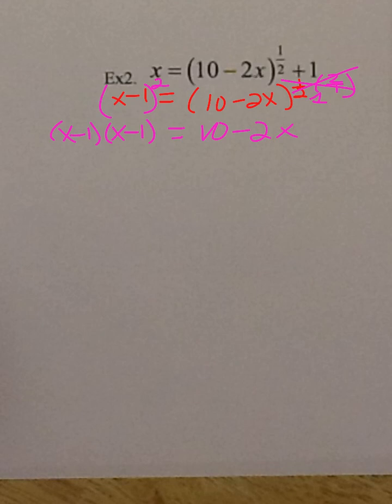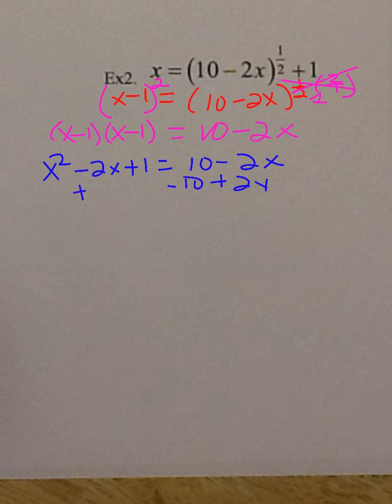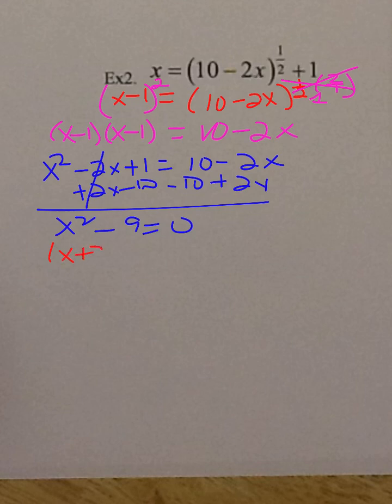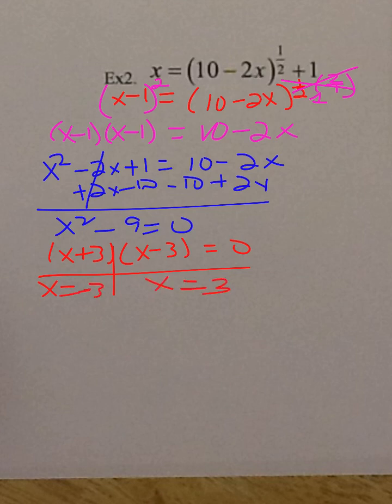x minus 1 times x minus 1 is x squared minus 2x plus 1 equals 10 minus 2x. So I'll add 2x and subtract 10. I get x squared, this is nice, that cancels, minus 9 equals 0. It is a difference of squares, so that would be x plus 3 times x minus 3 equals 0. T-chart, we get x equals negative 3 and x equals 3.